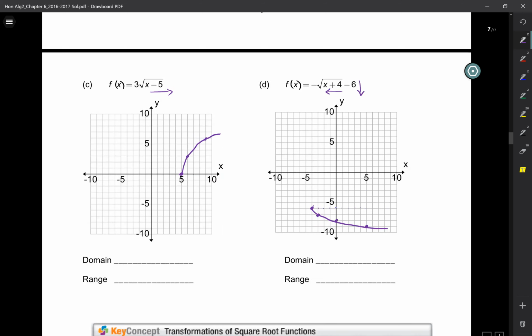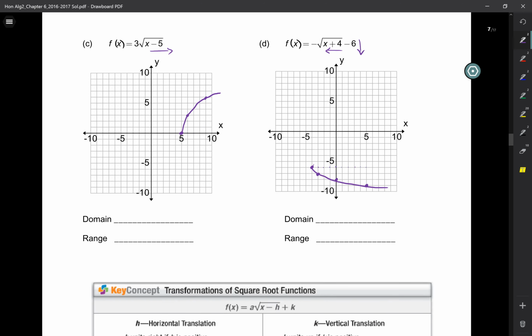Okay, so for part C, what's the domain? Right, and the range? Okay, so what's the domain here? Greater than or equal to -4? Less than or equal to -6. Okay, again, could I have figured this out for D from the equation? Well, yeah, because it's negative, it's going to be going downwards, so I got to go downwards.